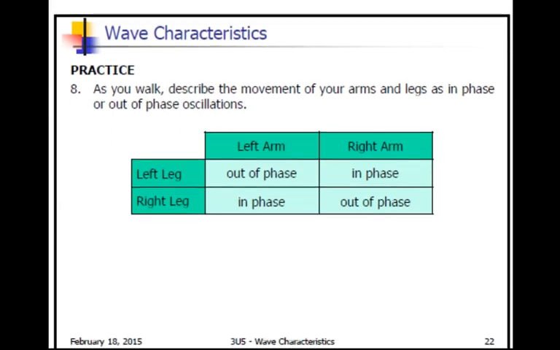This question says, as you walk, describe the movement of your arms and legs as in phase or out of phase oscillations. So if you notice how you walk, usually your left arm is swinging when your right leg is moving, and your right arm is swinging when your left leg is moving. So your right arm is in phase with your left leg, but out of phase with your right leg, and your left arm is out of phase with your left leg and in phase with your right leg.